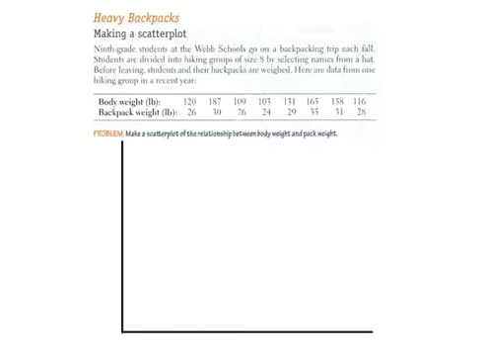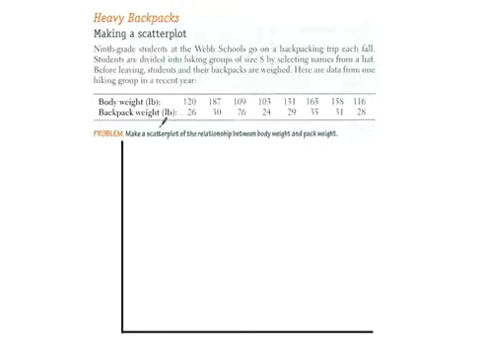So for our first example on making a scatter plot, 9th grade students of the Webb schools go on a backpacking trip each fall. Students are divided into hiking groups of size 8 by selecting names from a hat. Before leaving, students and their backpacks are weighed. Here are the data from one hiking group in a recent year. So you've got your body weight and you've got your backpack weight, and both of those are in pounds.